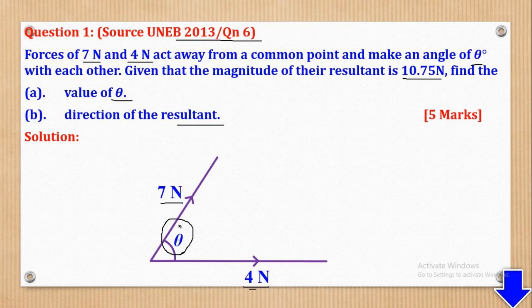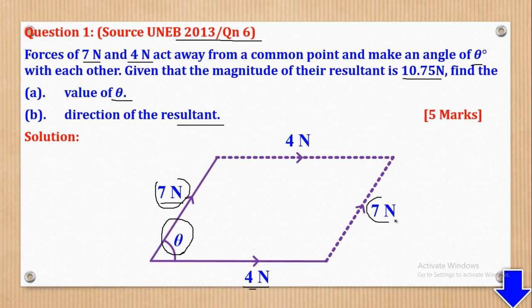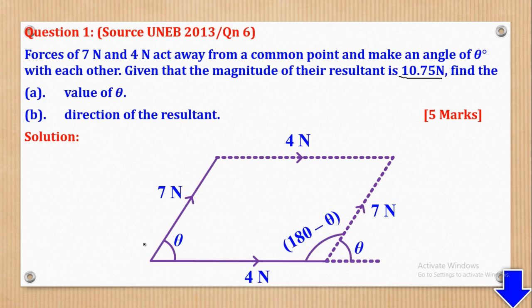Now these two forces form the two sides of a parallelogram, so the first thing to do is to complete our parallelogram by reproducing the forces. When I reproduce this 7 here, I come up with another side, and when I reproduce this 4 here, I come up with the other side of the parallelogram. Now we have completed our parallelogram. Next they told us that the resultant is 10.75, and remember, like we said, the resultant acts along the longest diagonal of the parallelogram, so we shall show that resultant there.